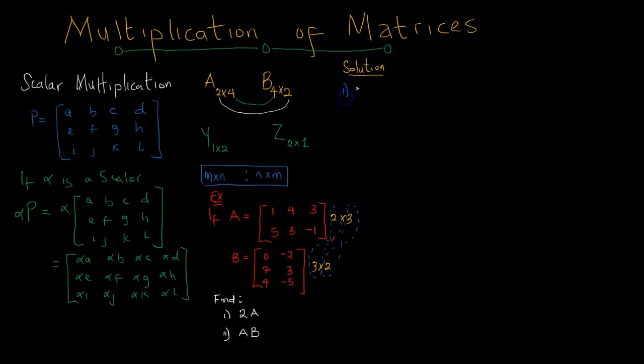The first question here requires us to obtain the value of 2A. This is an example of scalar multiplication. The scalar here is a positive 2. So this is just going to be 2, then multiplying the matrix 1, 4, 3, 5, 3, -1. So as usual, the scalar is going to multiply every entry inside of it. So this is going to be 2 times 1, 2, 2 times 4, 8, 2 times 3, 6, 2 times 5 is 10, 2 times 3 is 6, 2 times -1 is a -2.